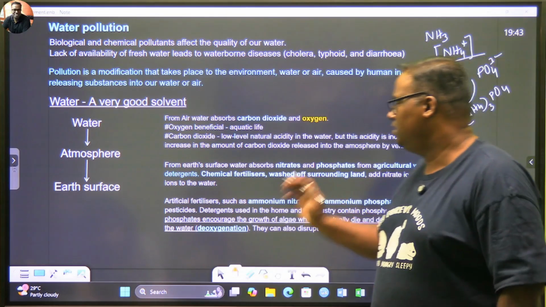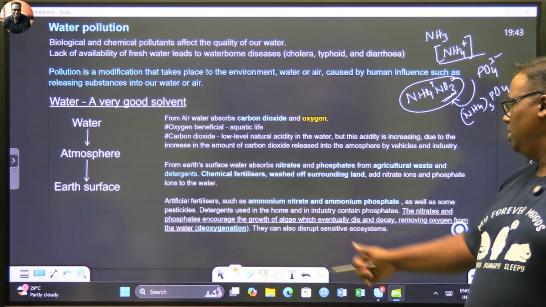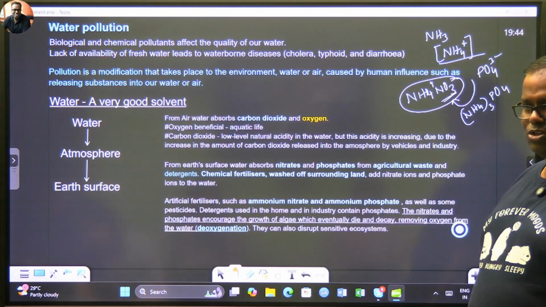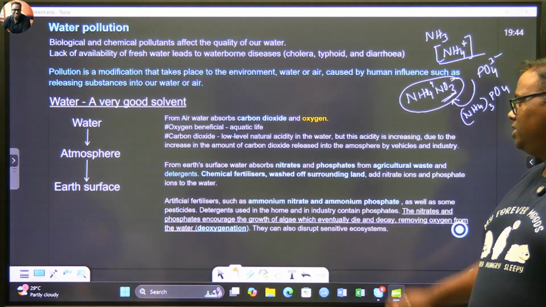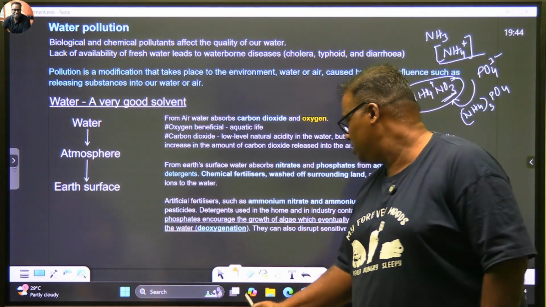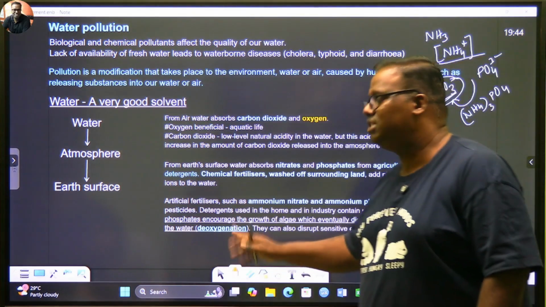Right, chemical fertilizers washed off. Artificial fertilizers such as ammonium nitrate, as I told you, and ammonium phosphate, as well as some pesticides. All these are getting washed off. So it's deterioration. Detergents used in the home and industry contain phosphate. Nitrates and phosphate encourage the growth of algae. Now this is another problem. This is known as deoxygenation.